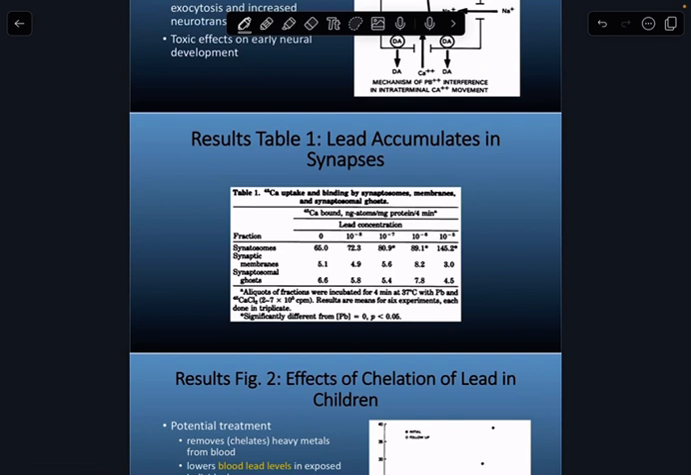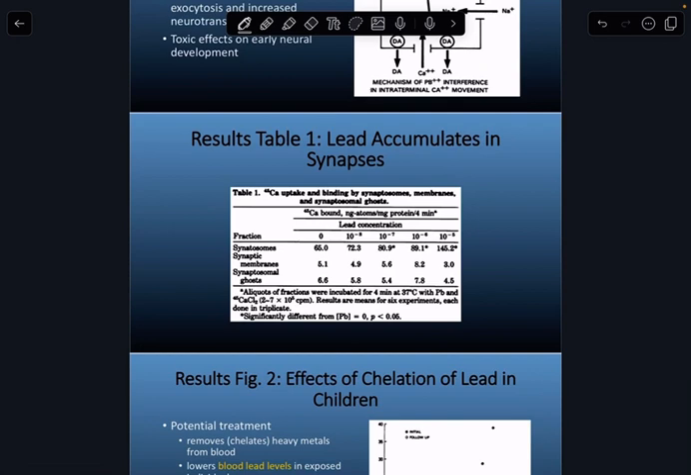And so at 0 lead, this much calcium is taken up by the synaptosomes, by the synapses. Very little is in the synaptic membranes or the ghosts. So most of it is taken up by the synapses. We can be pretty sure that is similar to what you'd see in real life.